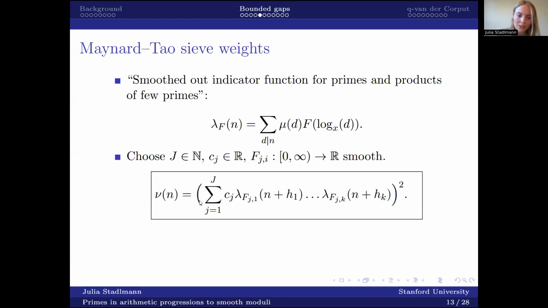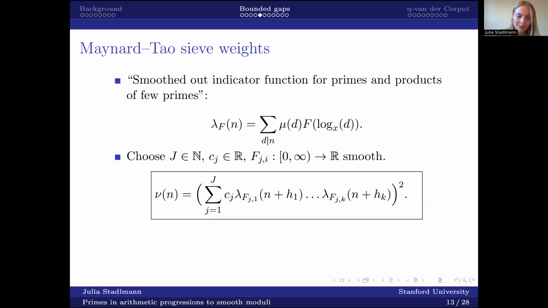So to make sure that nu is only large when we have a prime or a product of few primes, we take each of the n plus hi and we apply lambda to those. And then we are allowed to take some linear combination, and then we are squaring it to make sure that nu is non-negative. And this is a really flexible choice of sieve weight, because for each of the n plus hi, the smooth function fji can be chosen differently, and then we have this coefficient cj, which can be chosen in any way we want.